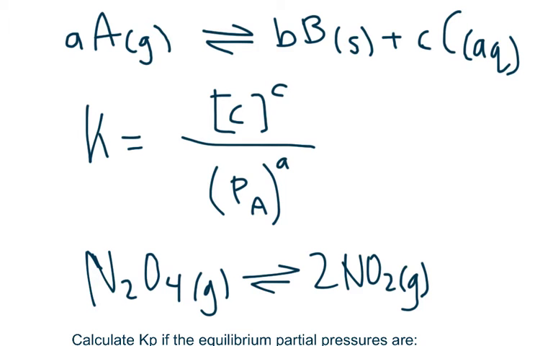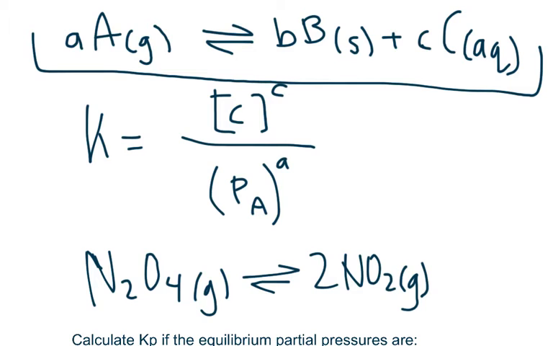Hey everybody, in this video, we are going to talk more about equilibrium constants. In this reaction, we have a reaction going from a gas to a solid and an aqueous substance. Now what we have to do is write the equilibrium constant, K. So how do we do that?